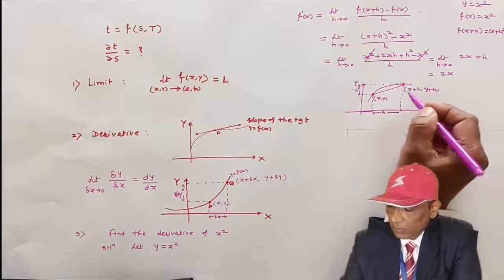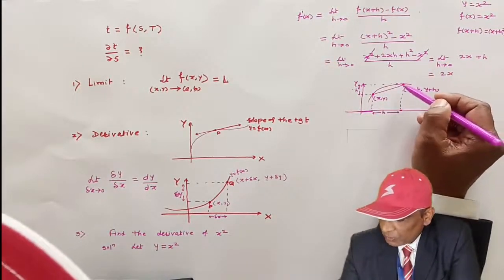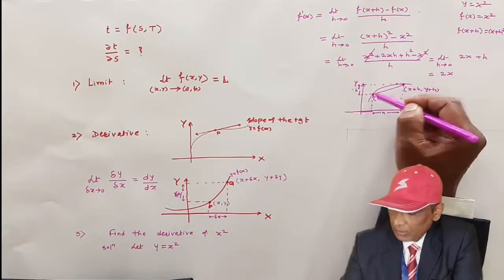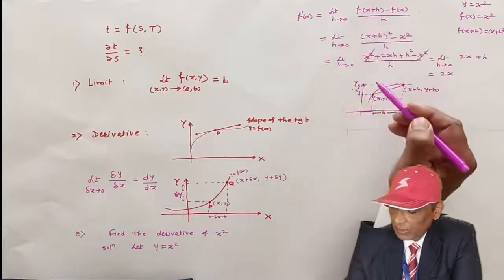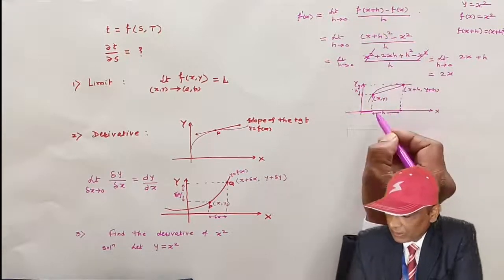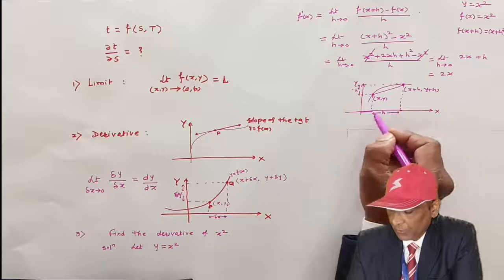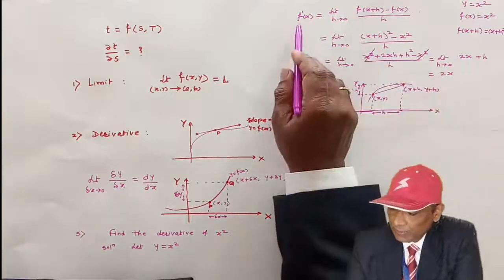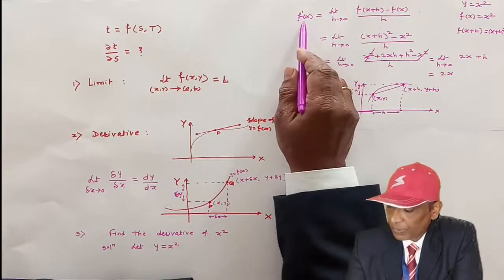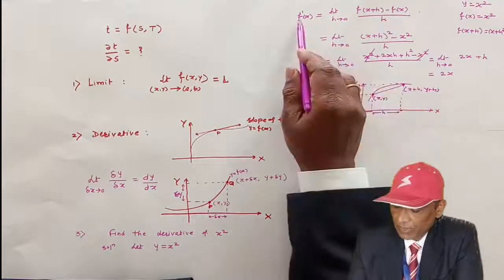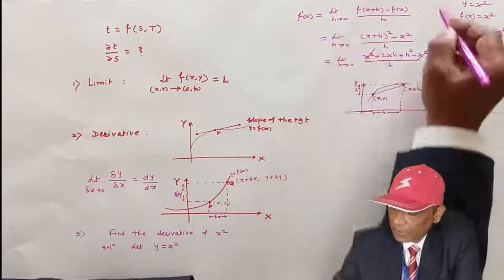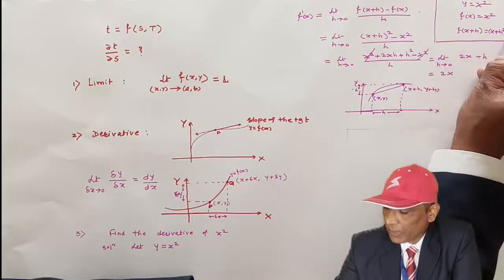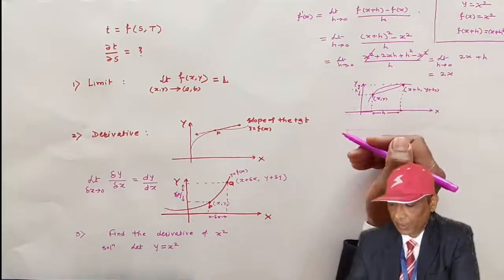Okay. Now the function f of x plus h minus f of x divided by h, and its limiting value when h decreases to 0, when h is approaching 0, that is what is called the derivative of f of x with respect to x. And here we have calculated the derivative of x square with respect to x using the definition.